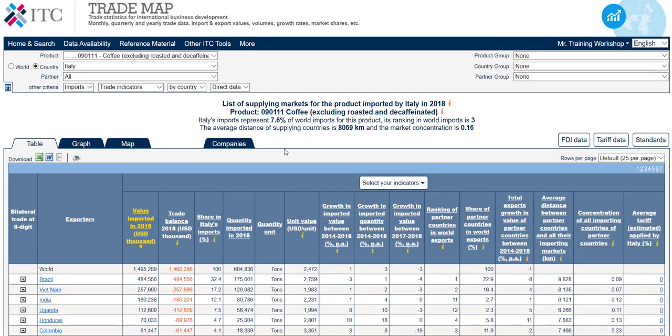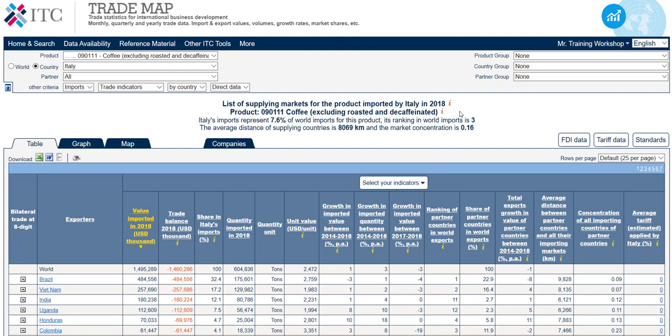The table we are looking at right now is Italy's imports of coffee from all exporters. The first thing to notice in this new table is, again, the title: List of Supplying Markets for the Product Imported by Italy in 2018. Product 09 to 0111. Coffee, excluding roasted and decaffeinated.